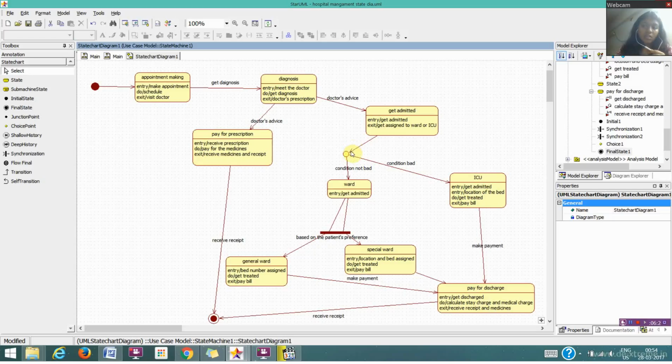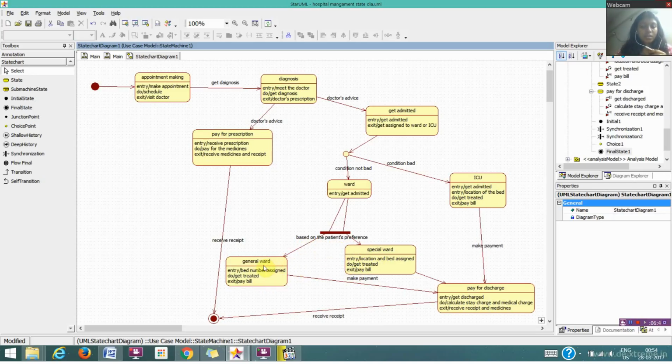So here there comes a choice, either a ward or an ICU. When the patient's condition is not that bad, then he gets admitted into a ward, or if the condition is critical or serious, then he gets admitted into an ICU. So here again we use synchronization, because the patient could either be in a general ward or a special ward. This is purely based on the patient's preference.